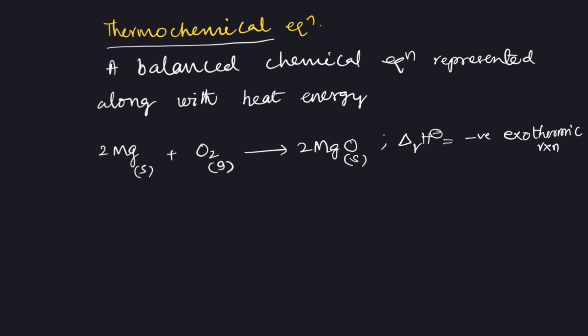Negative indicating an exothermic reaction. In case delta R H, the enthalpy of reaction, is positive, then it is known as an endothermic reaction. This is a complete representation, that is, heat energy is represented, meaning that is a thermochemical equation. If it is not, it means only a normal chemical equation. That is the difference.